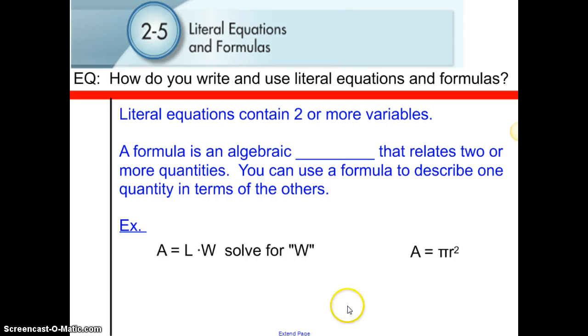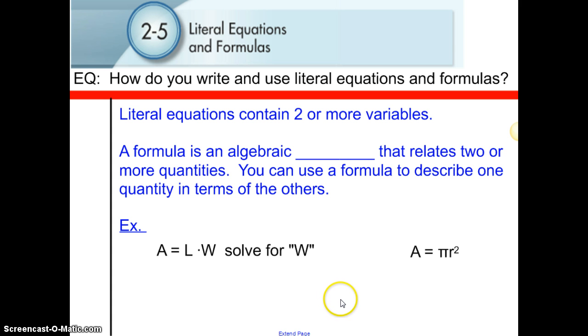Hey everybody, so today we're starting on 2.5 and this will be like a 2-day lesson. Today we're starting with the literal equations and formulas. So would you please get your notes set up? The essential question, how do you write and use literal equations and formulas?